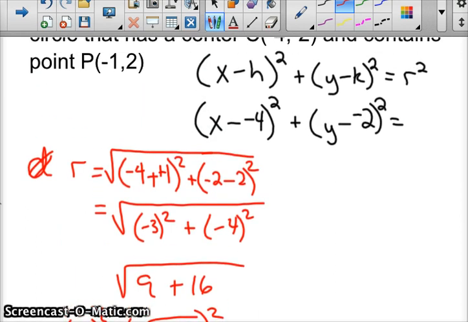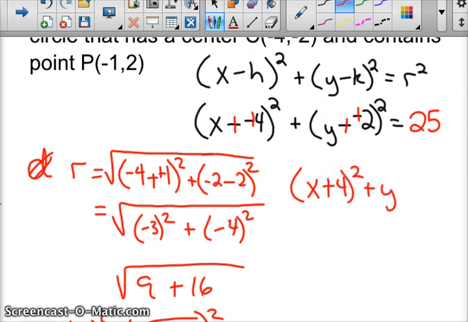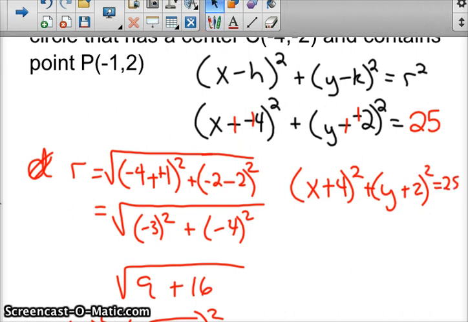So we go back up to our formula. We know this is 25. And we can simplify: minus and minus is plus, minus and minus is plus. So just like it found in GeoGebra, x plus 4 squared plus y plus 2 squared equals 25. Okay? And that's pretty much it for that part.